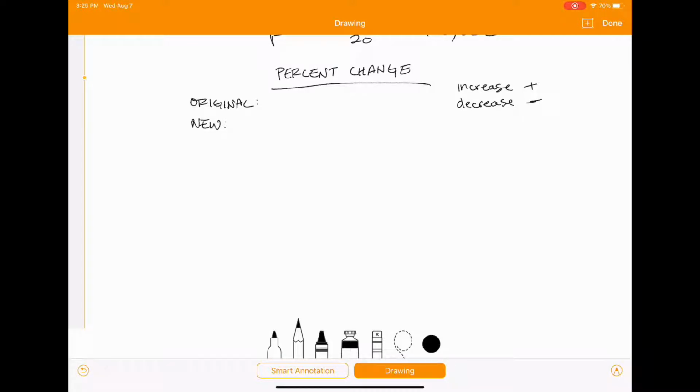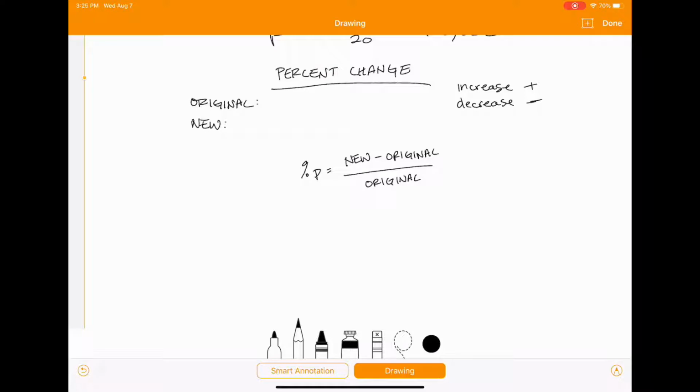Now, you find this percent change by taking your new amount minus your original all over the original. And if this comes out positive, you have a percent increase. If it comes out negative, you have a percent decrease.